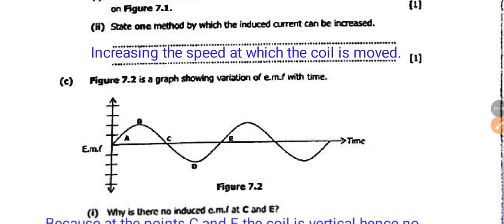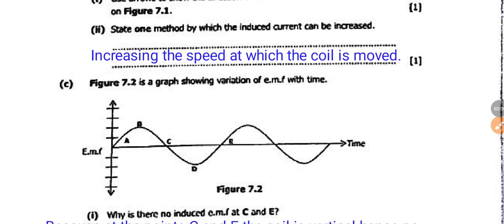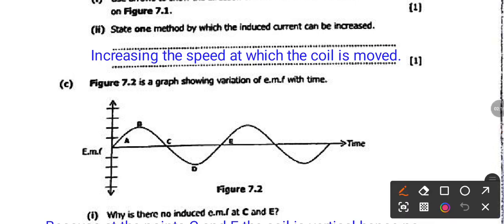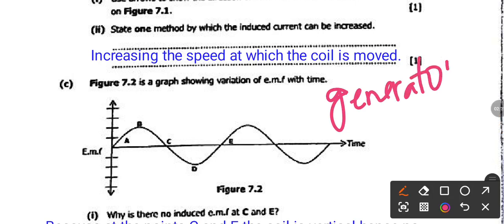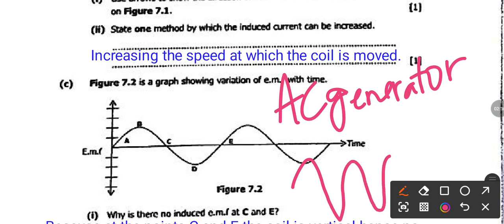Then question C, figure 7.2 is a graph showing variation of EMF with time. EMF stands for electromotive force. Why is there no induced electromotive force at C and at E? If this graph were for a generator, then in this case it would be an AC generator, because an AC generator will have the direction of induced EMF changing periodically, so it would be going up and down. It cannot be a DC generator.